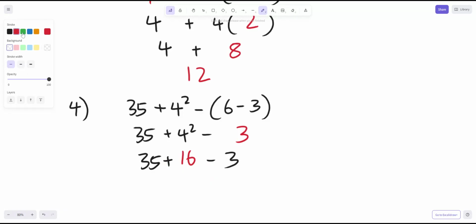35 plus 16 is 51. Hmm, 19? Is it 19? Oh, hold up. I need to write this out. 51 minus... yeah, okay. It's 51 minus 3, and that's going to be 48.